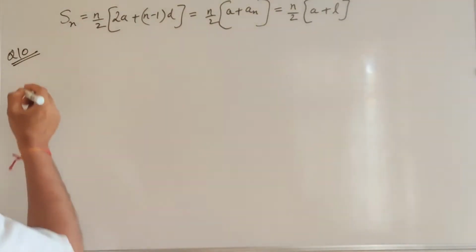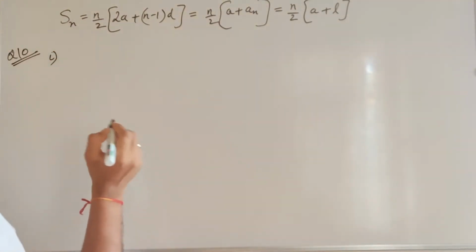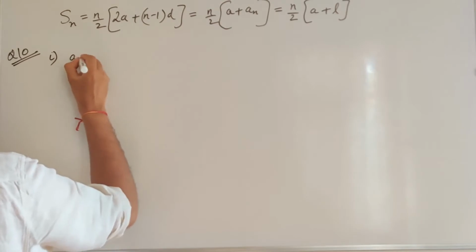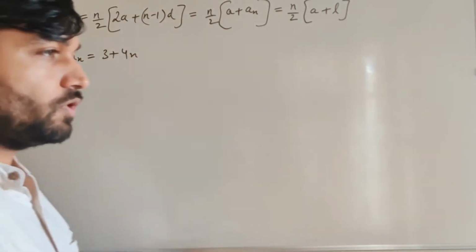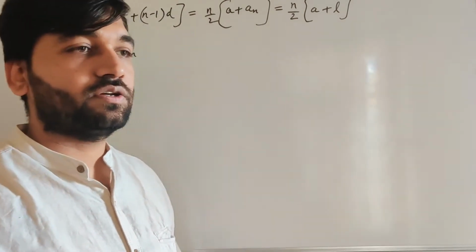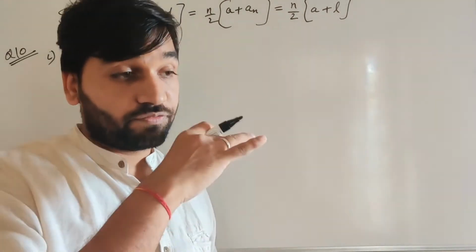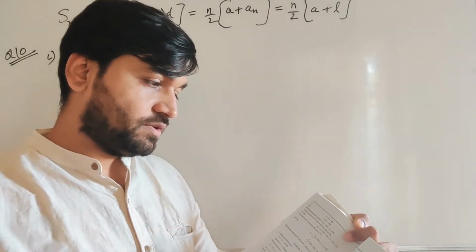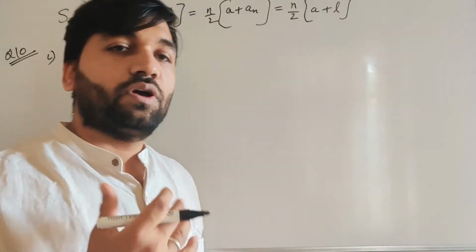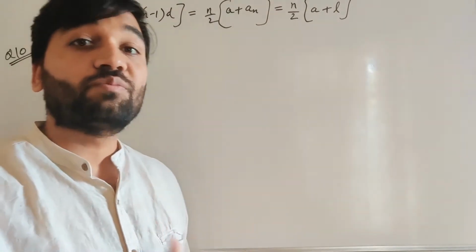So I'll write down the first part. I'll explain the question again. AN is 3 plus 4n. The first part: first of all, we need to find the terms of the sequence basically, and then we need to prove it's an AP. Show that A1, A2 formed by this form an AP.